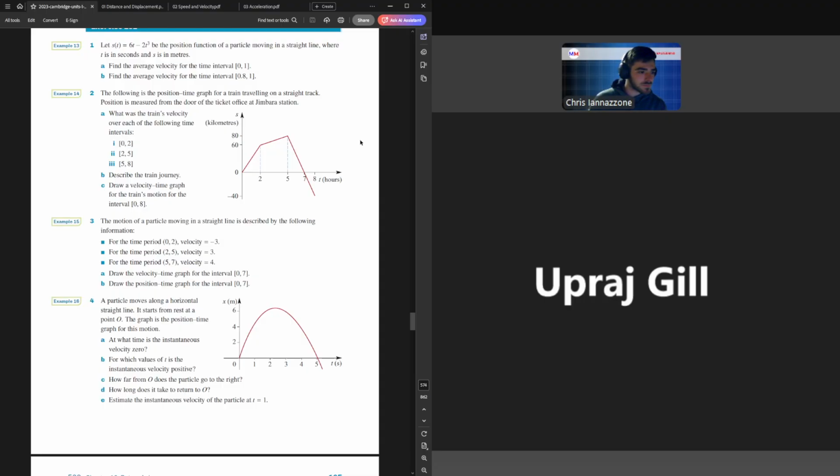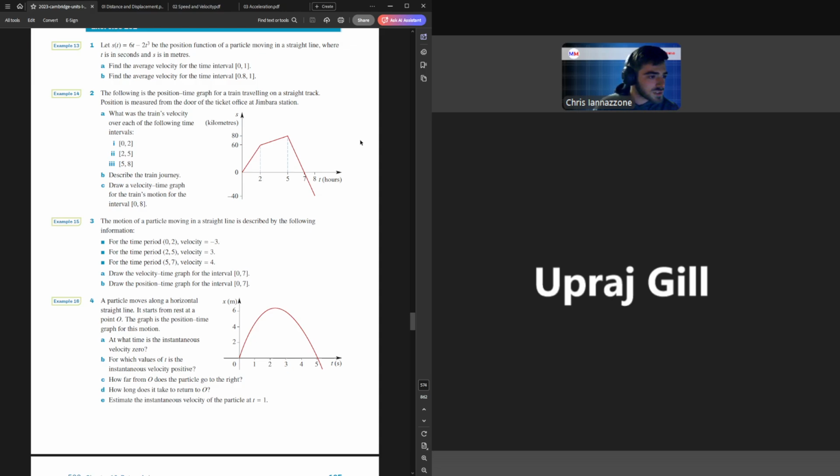But the displacement is just from the start of the interval, right? Yeah, because you're going from 5 to 8, going from 80 and dropping down to negative 40. Because you're going from high to low, that's a negative velocity, because velocity is always slope. So that should be negative 40 kilometers per hour. Yeah.